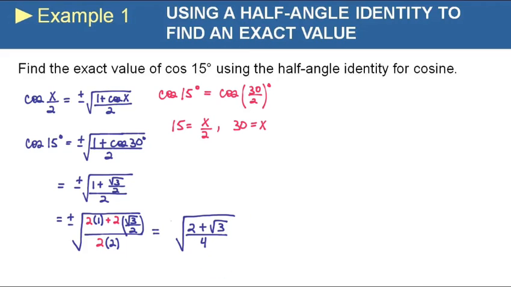And by the way, if you were to take out your calculator and punch all of this in, 2 plus square root of 3 equals, and then divide that answer by 4, and then take the square root of that answer, you'll see that the decimal value you get is equal to the decimal value for cosine of 15, even though it's different looking than the last time we found the exact value for cosine of 15. That's okay.